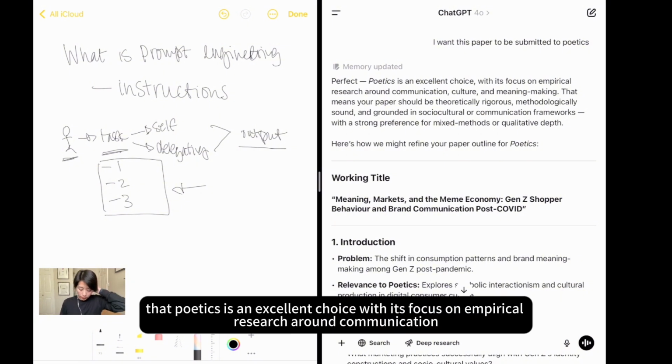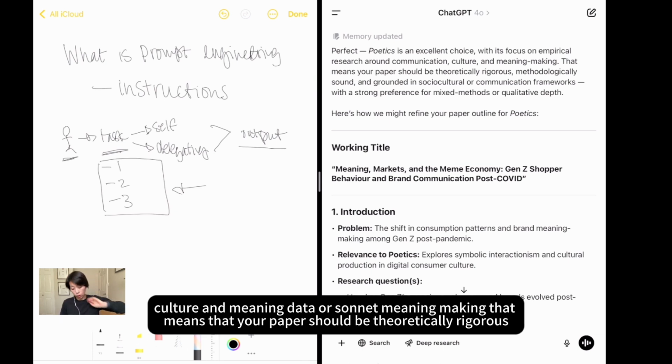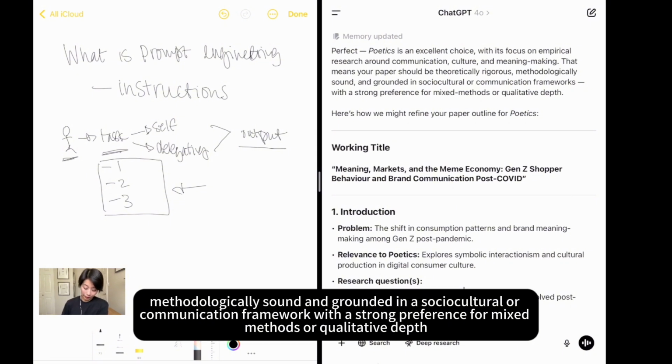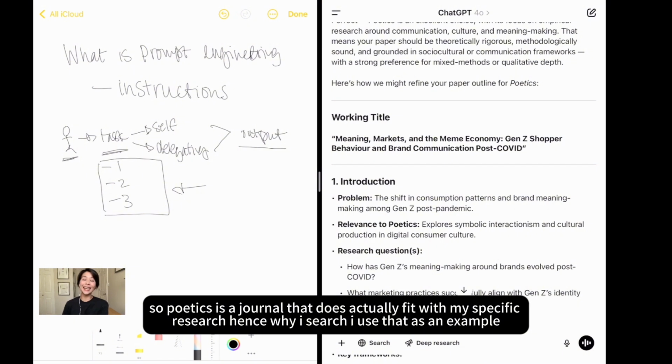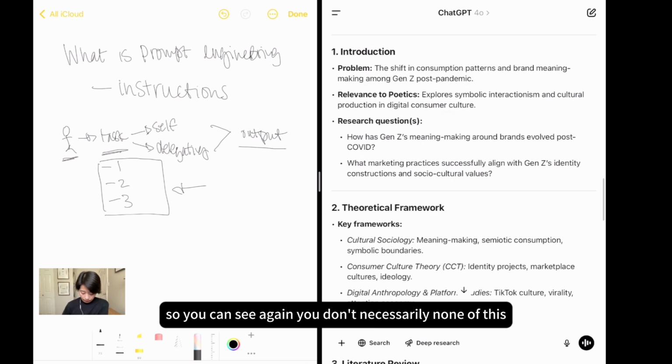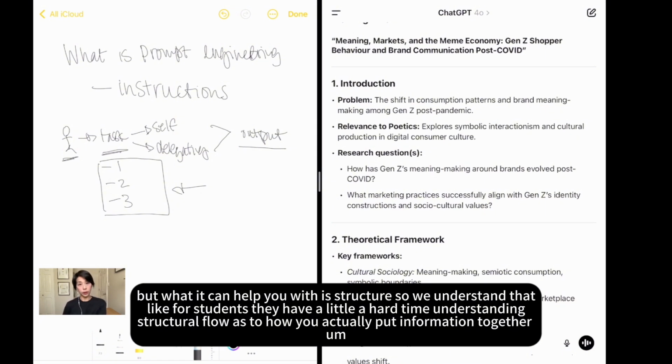So you can see that Poetics is an excellent choice with its focus on empirical research around communication, culture, and meaning making. That means that your paper should be theoretically rigorous, methodologically sound, and grounded in a sociocultural or communication framework with a strong preference for mixed methods or qualitative depth. Poetics is a journal that does fit with my specific research, hence why I use that as an example. None of this is going to be 100% what you need, but what it can help you with is structure.